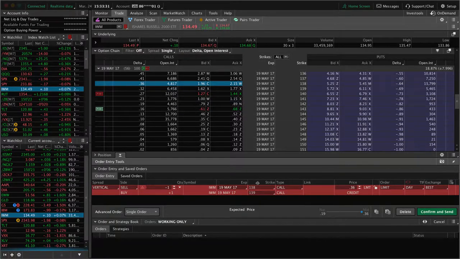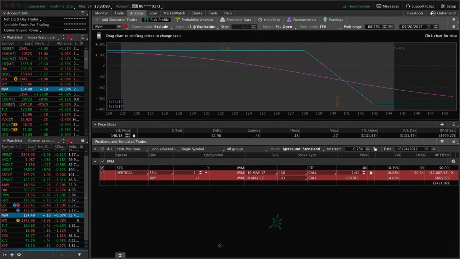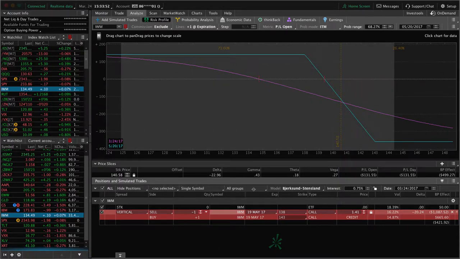So that'd be the 143, which is the one we're buying. You can see here, we're selling the 138, which is closer to the money, and we're buying the further out of the money call, which is the 143. So if we right click, analyze the trade, that will bring up our graph. And so, like I said, this looks like the call side of an iron condor, right? Which is exactly what it is.